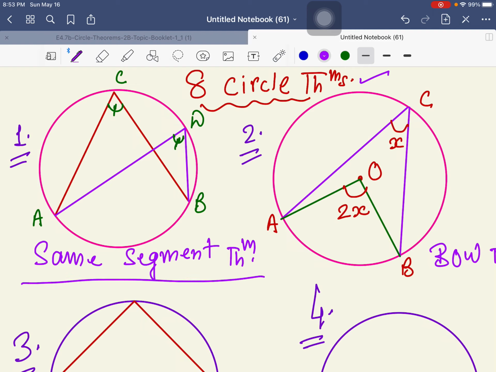Same segment theorem states that if we have an arc, in this case from A to B, arc AB, it subtends two angles on the circle. One is ACB, this angle, and second is ADB. So these two angles are from the arc AB on the same circle, so they are equal. So basically, angle ACB is equal to angle ADB. This is called same segment theorem.